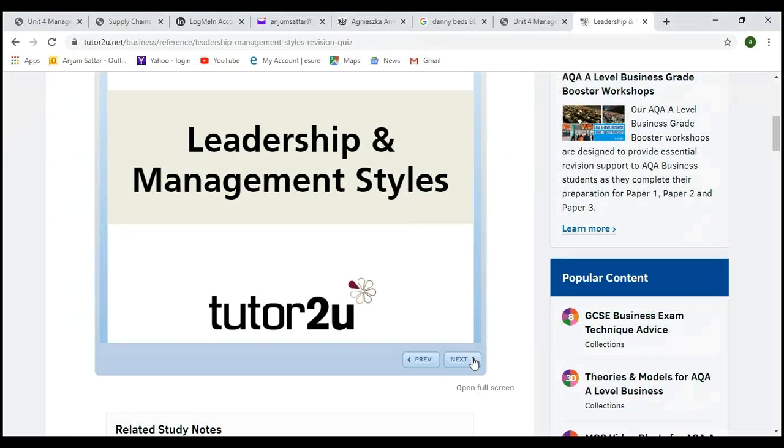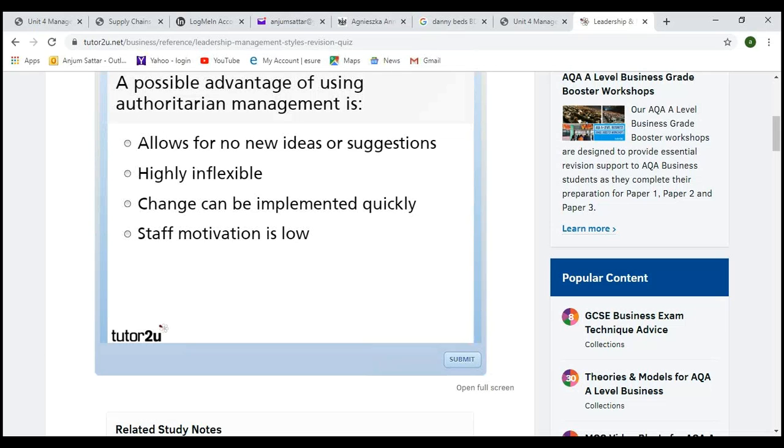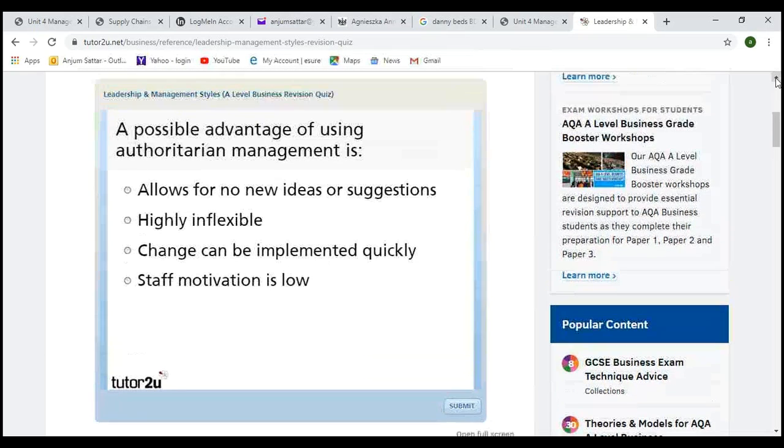Okay, brilliant. We'll go through quickly leadership and management style, and what is different. The first one: a possible advantage of authoritarian management. If you're authoritarian, what will be the advantage? Which option do you think, A, B, C, or D?